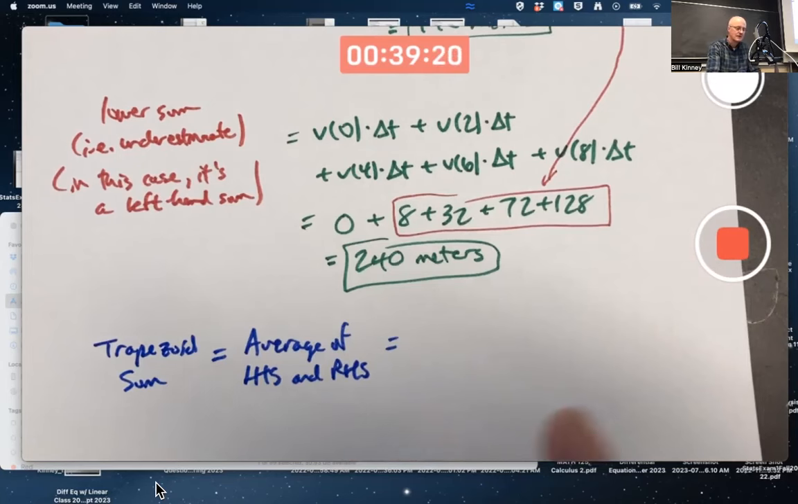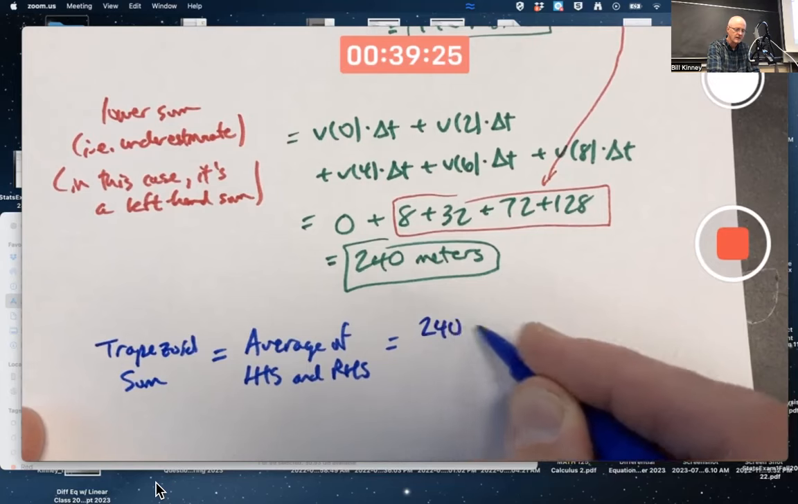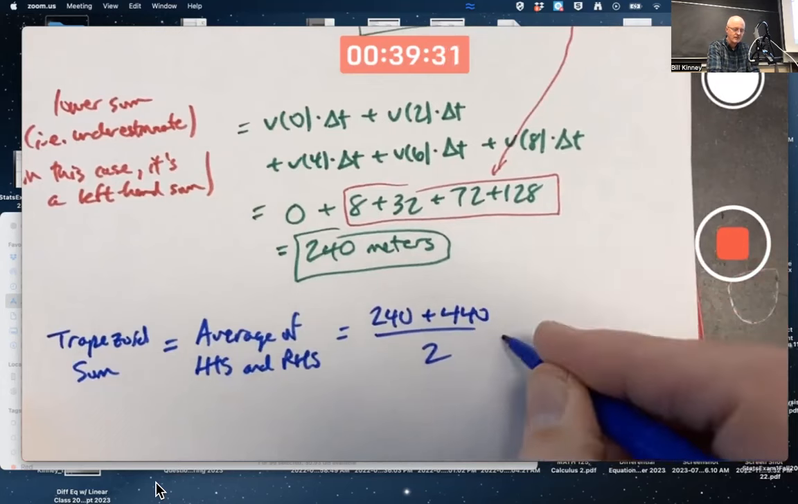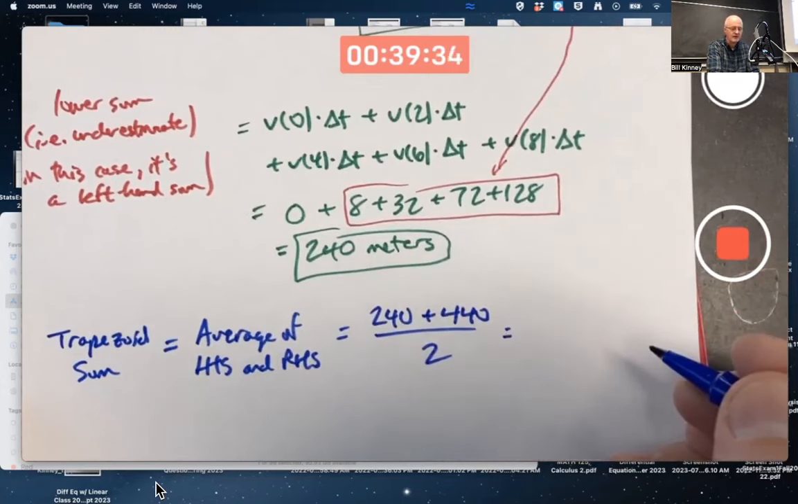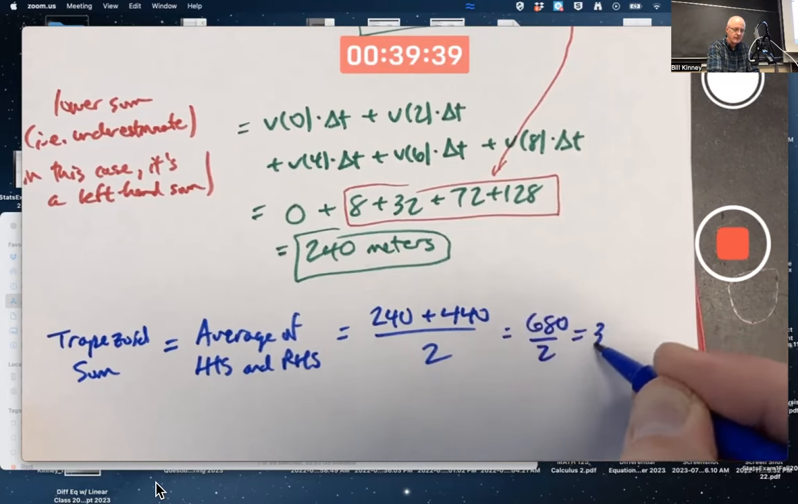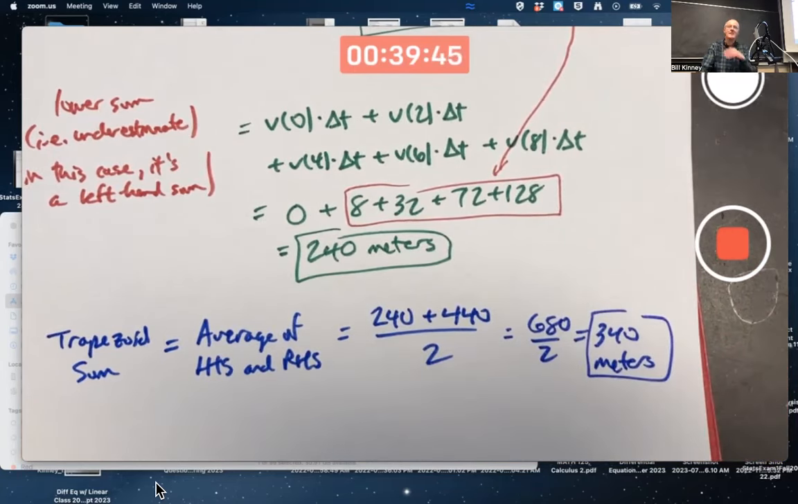So the left-hand sum was this one, that was 240. The right-hand sum was the 440. Divide by 2. You're going to be halfway between those. It'll be 340. You can also compute that as 680 divided by 2, 340 meters. Is that right? Is that the distance traveled? No. But it's a lot better. It's a lot better approximation.